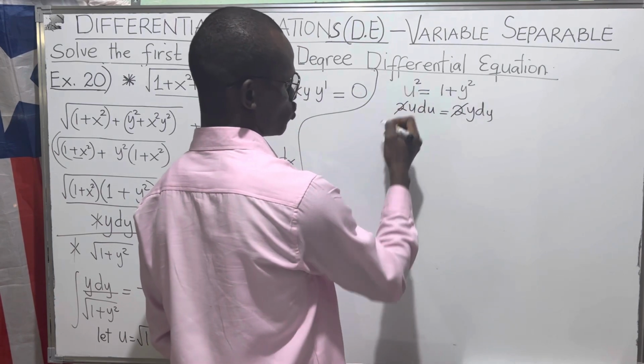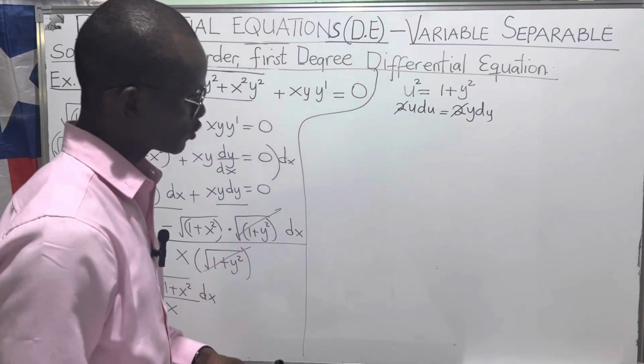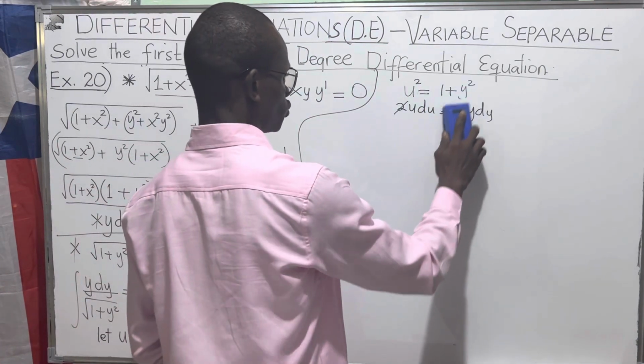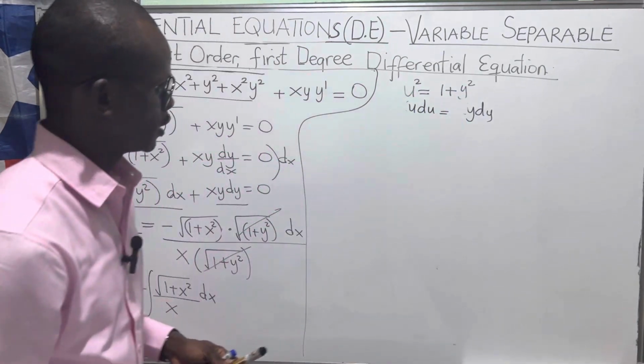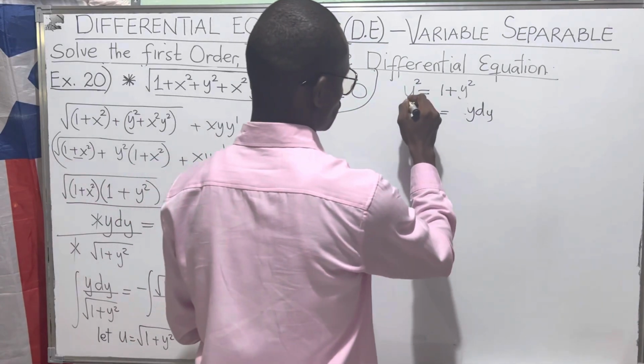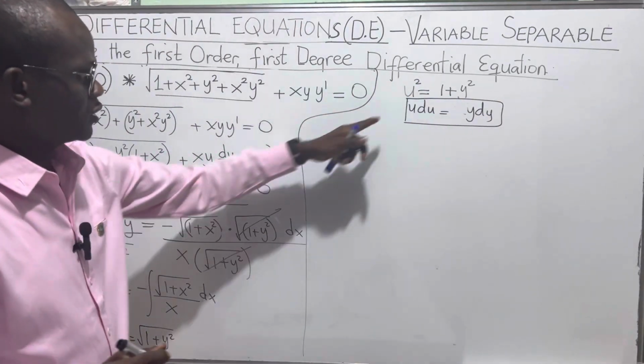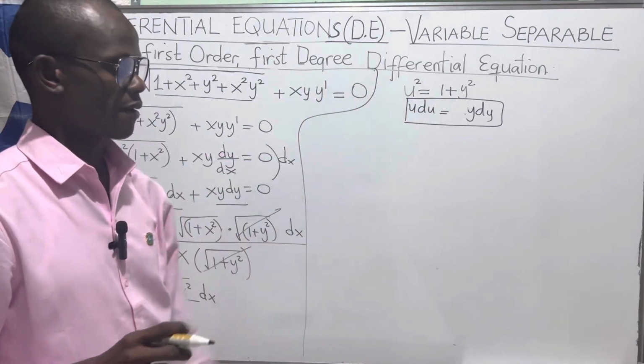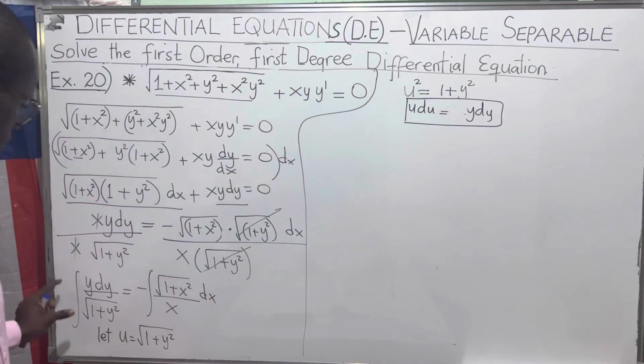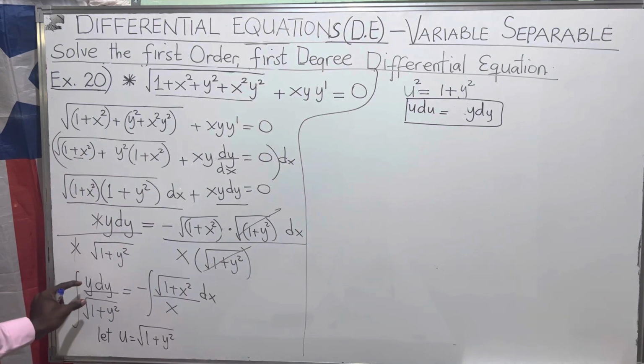So this 2 and this 2 will just go out. We'll be left with u du, and then u du equals y dy. So that's the first case for this first integral. We're going to apply the substitution right here.